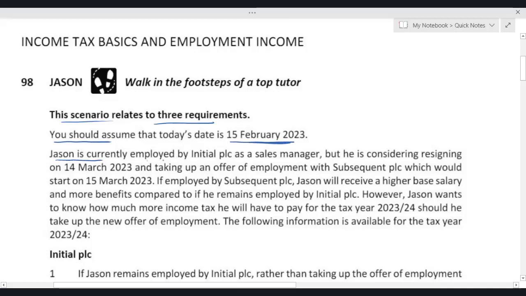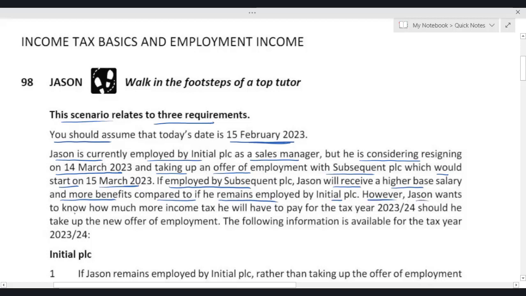Jason is currently employed by Initial PLC as a sales manager, but is considering resigning on 14 March 2023 and taking up an offer of employment with Subsequent PLC, which would start on 15 March 2023. If employed by Subsequent PLC, Jason will receive a higher base salary and more benefits compared to if he remains employed by Initial PLC. They are just giving the reason why Jason would go for Subsequent PLC.